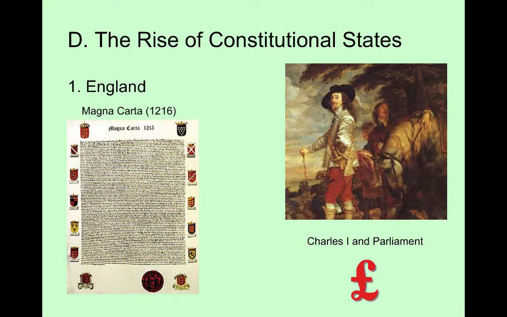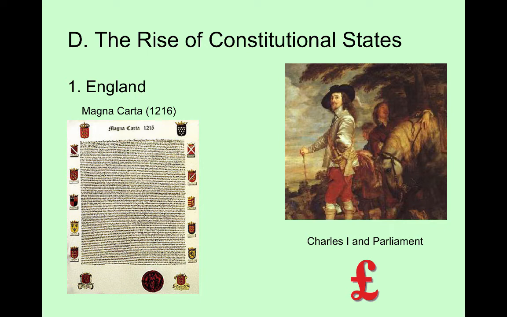Now, some European countries don't go the way of centralization as far as absolute monarchs. What they do is we see this rise of something called constitutional states. This is where you may have a king, but his power is limited. So in some ways it's opposite from absolute monarchies. The example I'm going to give you is England.